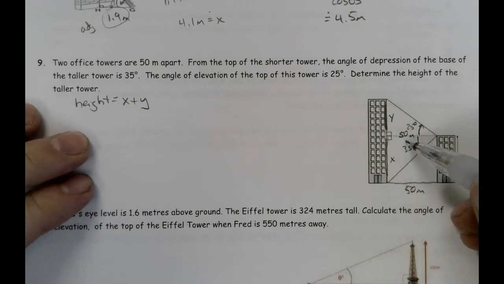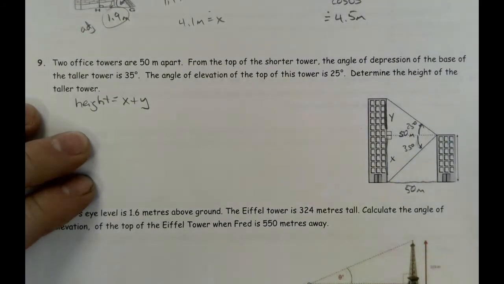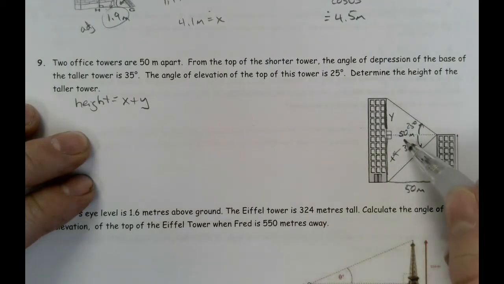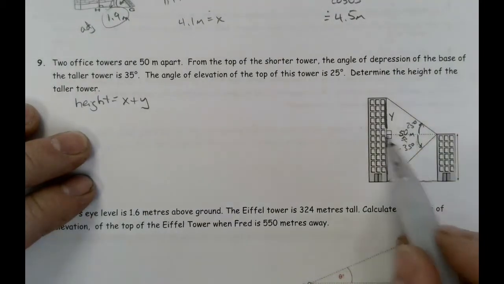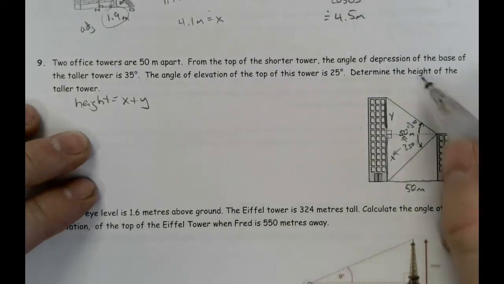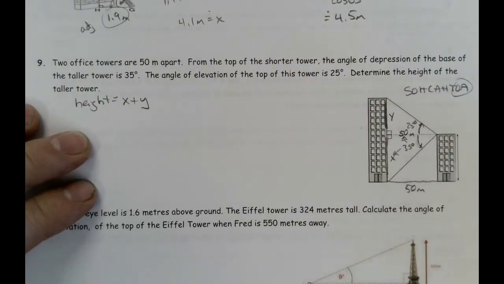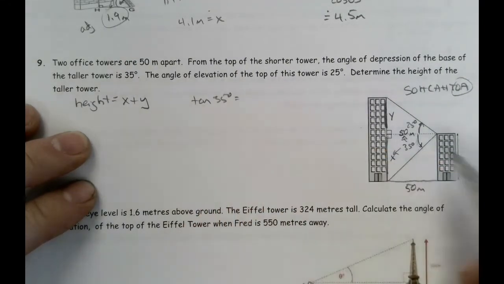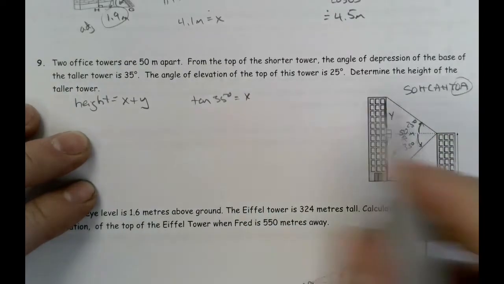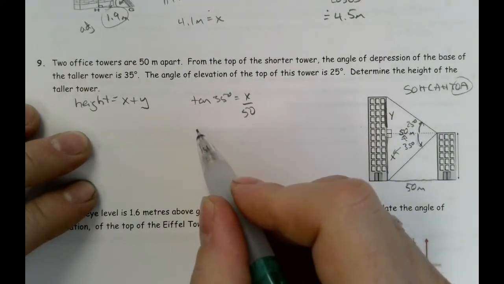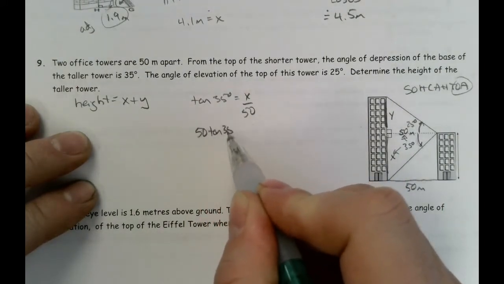So here's my angle in this triangle. That means that's my reference angle. I am looking for the side opposite, and I've got the side adjacent. That 50 meters there is going to be adjacent to that angle. So I look at my SOHCAHTOA, opposite and adjacent. Okay, there it is. It's going to be TOA here, so tangent. So the tangent of 35 degrees is going to equal the x over my 50. And so x is going to equal 50 times the tangent of 35 degrees.